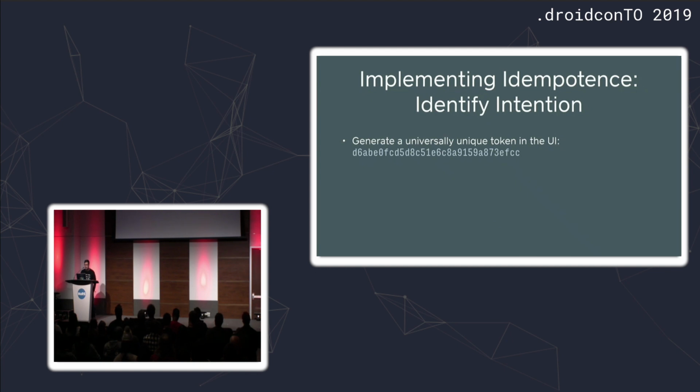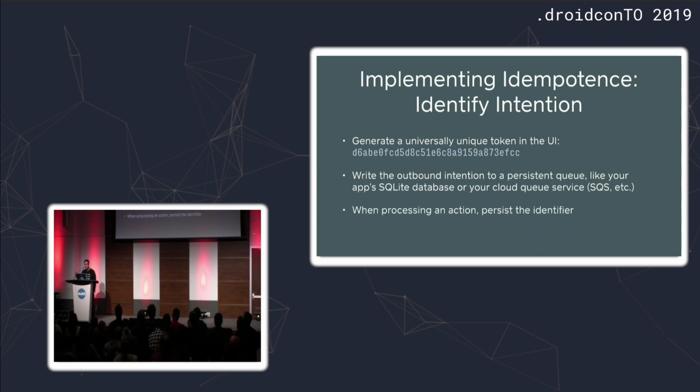Generate a universally unique token. This is just, find some library to give you a random number. 128 bits is enough. Write that intention to your SQLite database or something, and then when you process the action on the back end, persist the identifier so that you can tell if you've received the request a second time, to not duplicate it. One thing we do on our backends is we just put unique indexes on these things, and that is awesome because as soon as you put the unique index, you don't even have to really think about it in the application layer, it just happens for free.